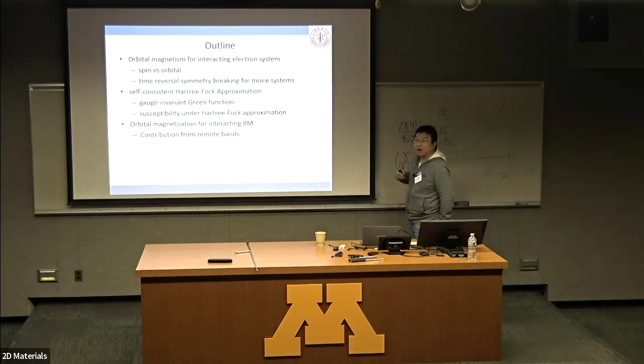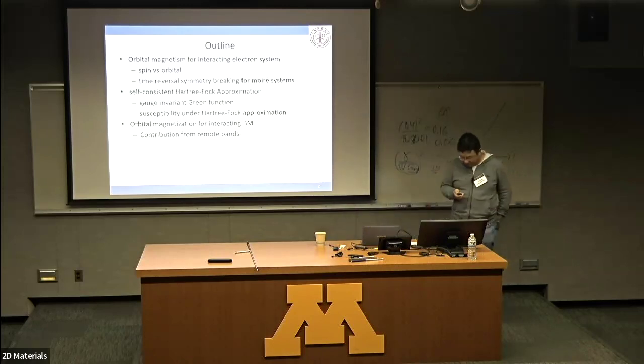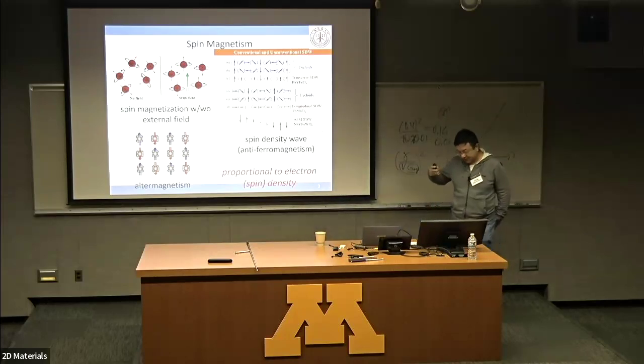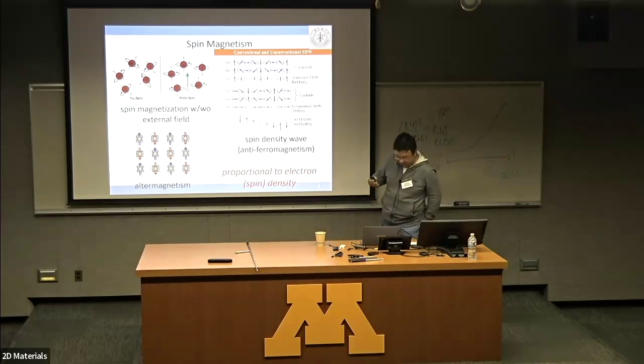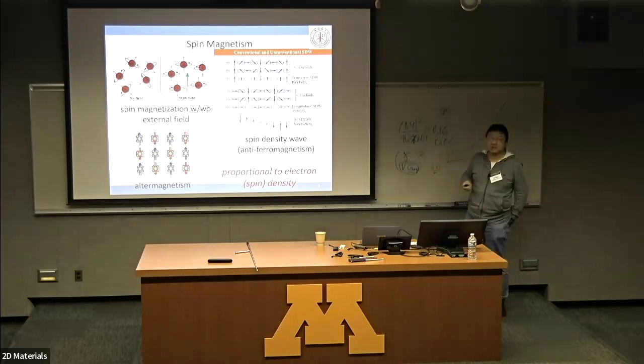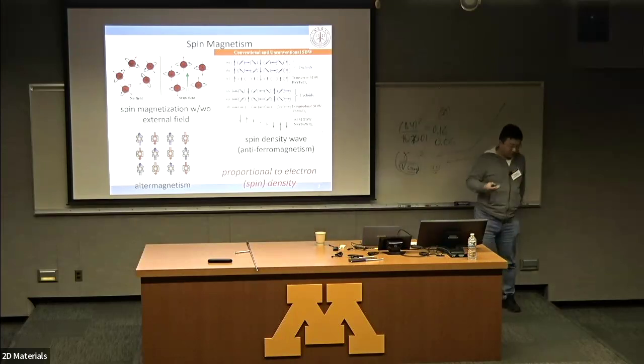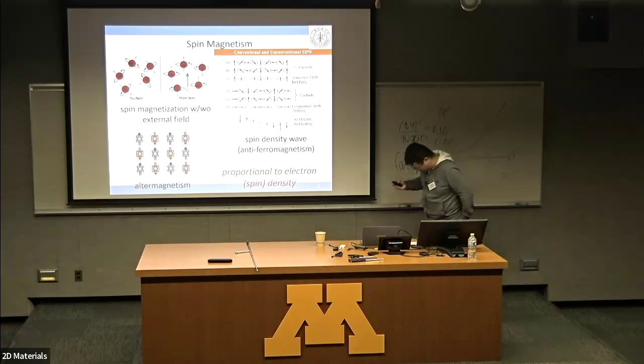Usually, in classical metaphysics, when we talk about magnetism, the first thing we can think of is always spin magnetism, which is believed to have the largest contribution to magnetism. For example, for the spin you can have ferromagnetism, spin density waves, or antiferromagnetism, or you can also have so-called altermagnetism, which has become a very hot topic in the past several years.